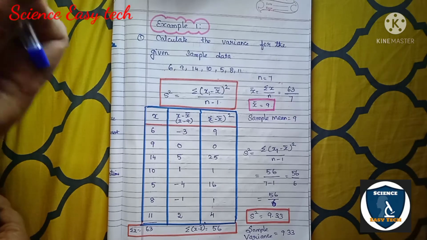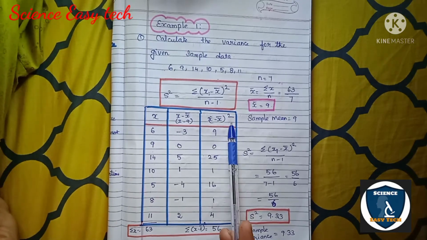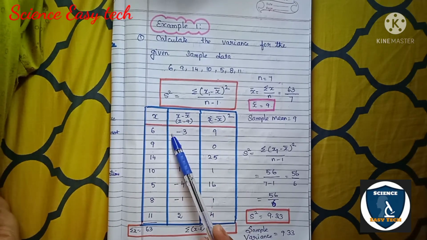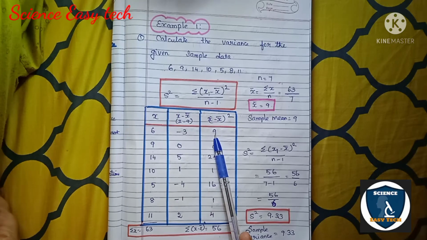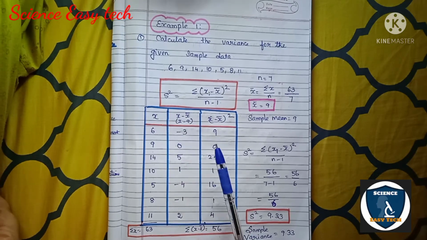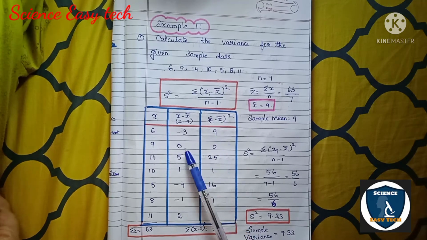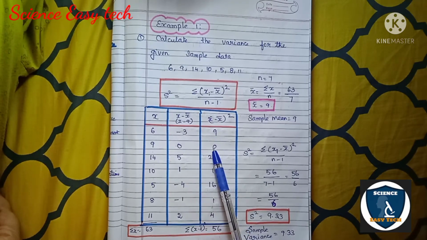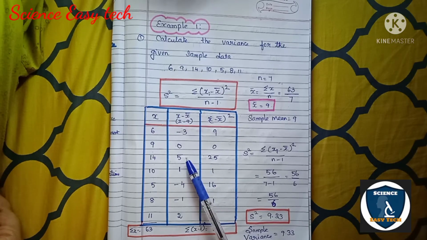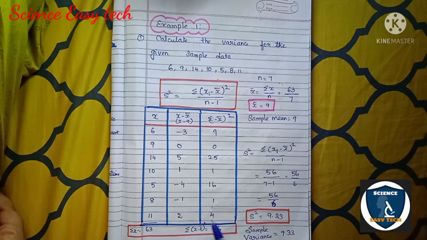Next is x minus x bar whole square. So minus 3 square is equal to 9. Minus into minus is plus, so minus 3 into minus 3 is plus 9. 0 square, 0 into 0, is 0. 5 into 5 is 25. 1 into 1 is 1. Minus 4 into minus 4 is plus 16. Minus 1 into minus 1 is plus 1. 2 into 2 is 4.